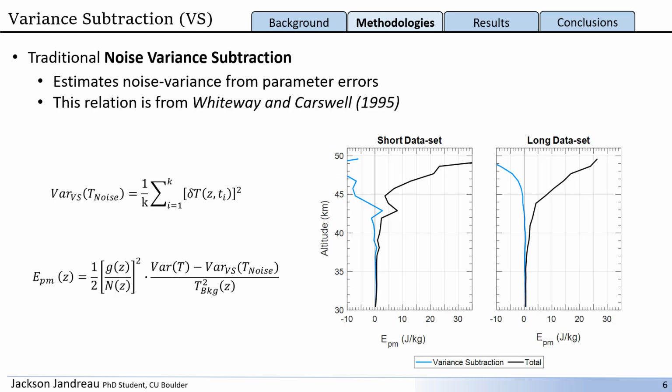The variance subtraction method, as previously mentioned, estimates the value of the noise-induced variance and subtracts it from the biased variance. This traditional method is well presented by Whiteway and Carswell's 1995 paper, which estimates the noise-induced variance using the error in the temperature.